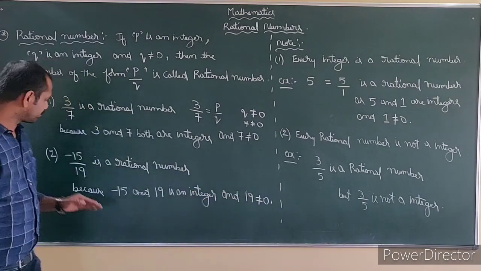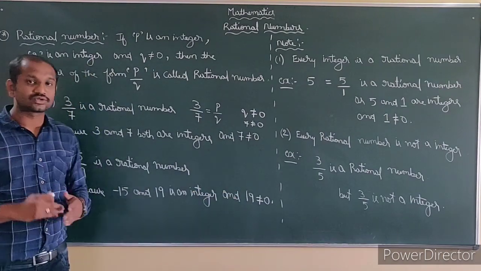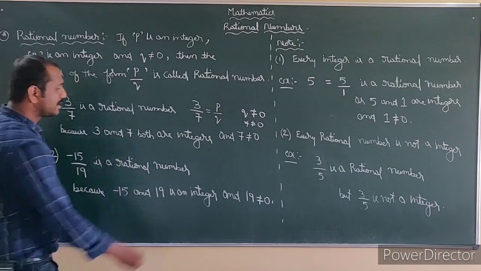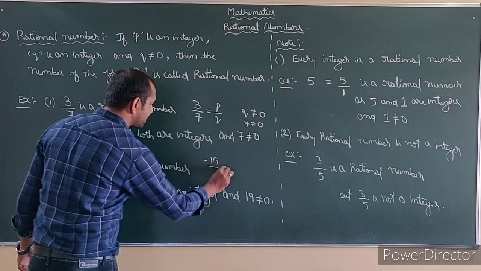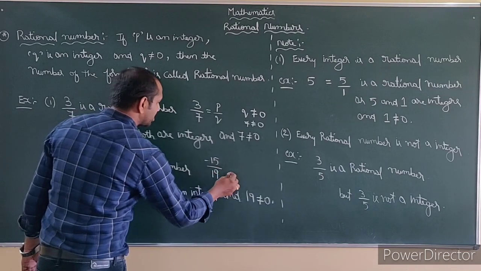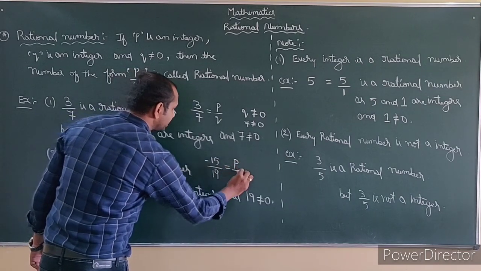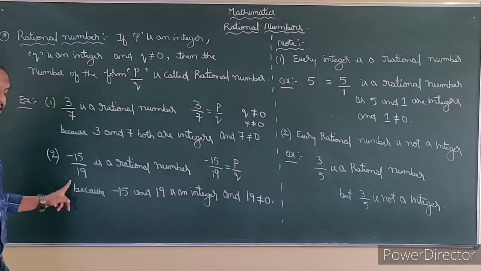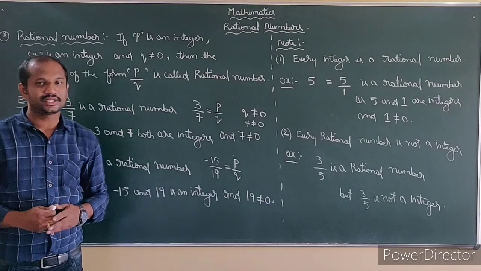If the denominator q is not equal to 0, then it is called a rational number. Because here minus 15 by 19 is equal to p by q. It is in the order of p by q. Hence we call this a rational number.